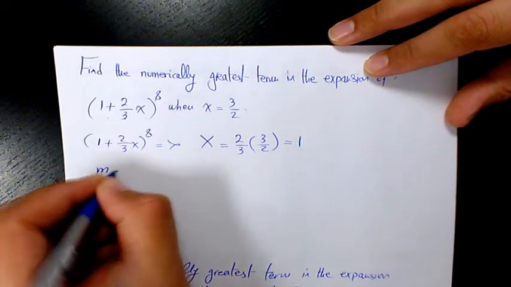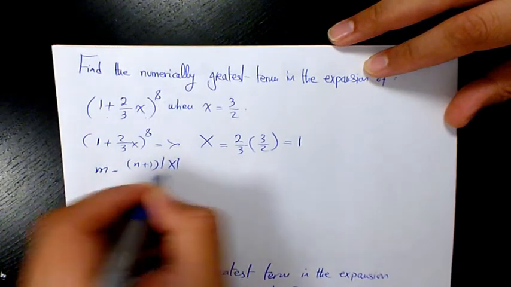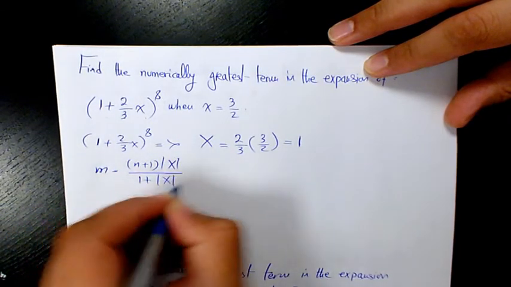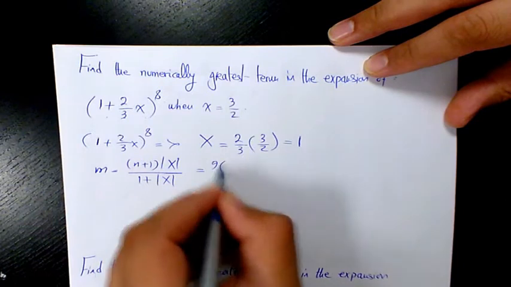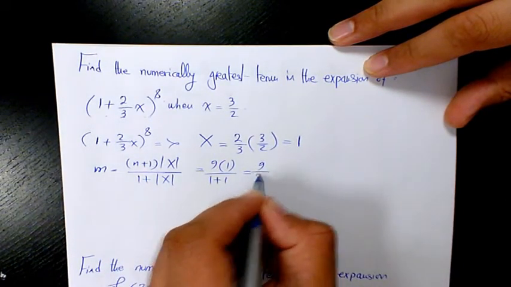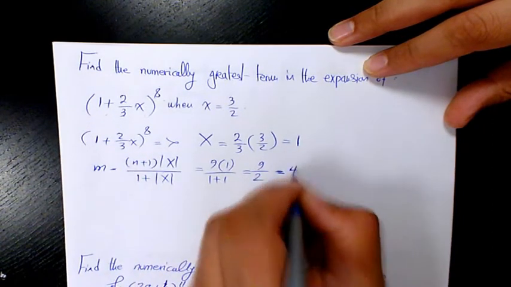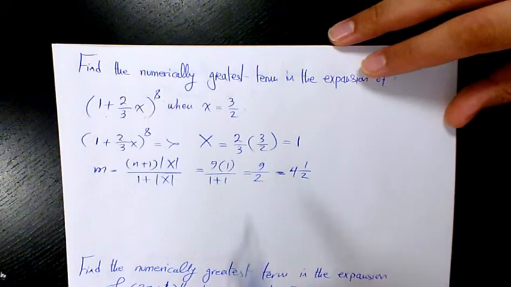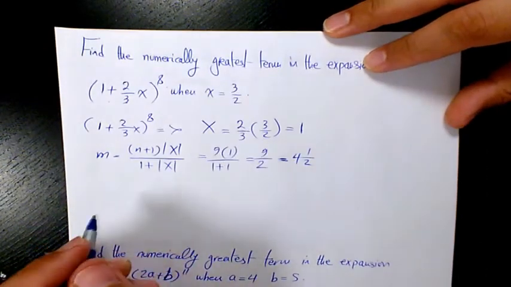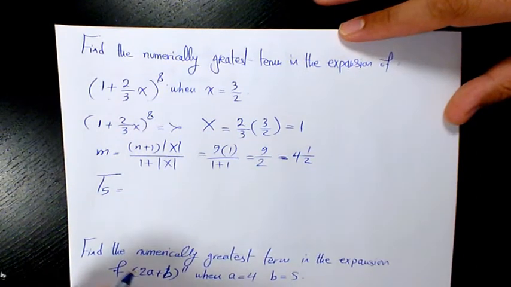M will be n plus 1 times the absolute value of X over 1 plus the absolute value of X. So that's 9 times 1 divided by 1 plus 1. That's 9 divided by 2, and since it's not an integer, you need to find the integral part, which is going to be 4. So 4 plus 1, 5. So T5 is the numerically greatest term.